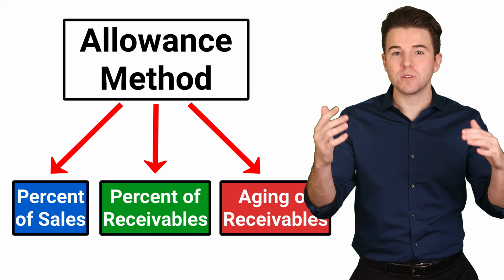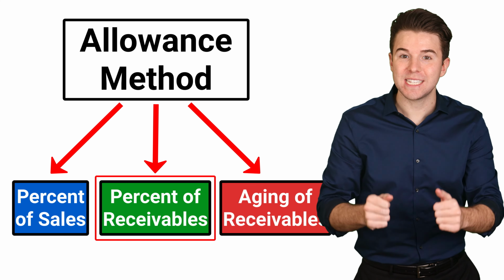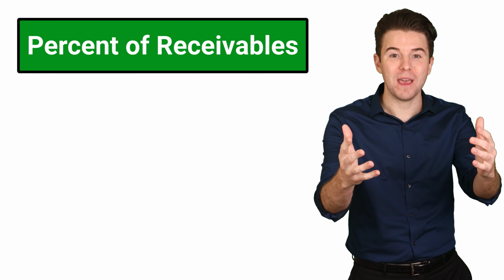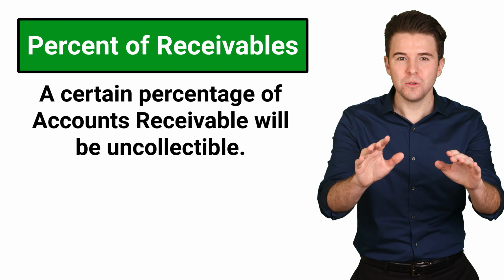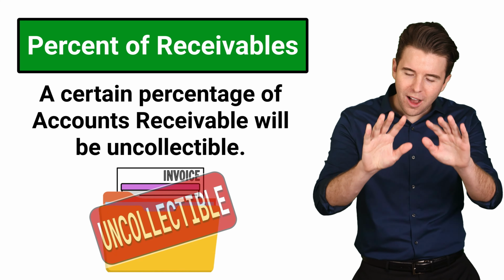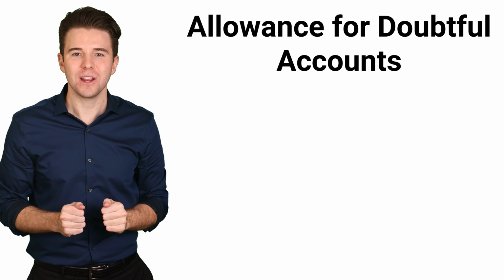Now, the percent of receivables method is one of the ways to estimate bad debts expense under the allowance method. To use this method, we essentially assume that a certain percent of accounts receivable for the period are uncollectible. Also, when using the percent of receivables method, we are calculating the balance we want to have in our allowance for doubtful accounts after the adjusting entry.